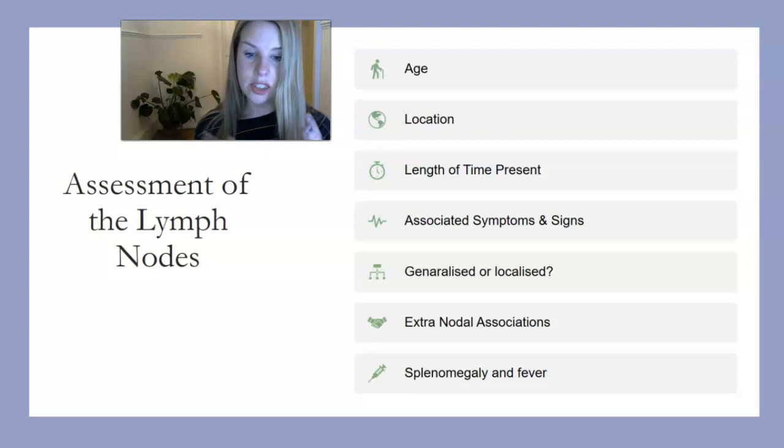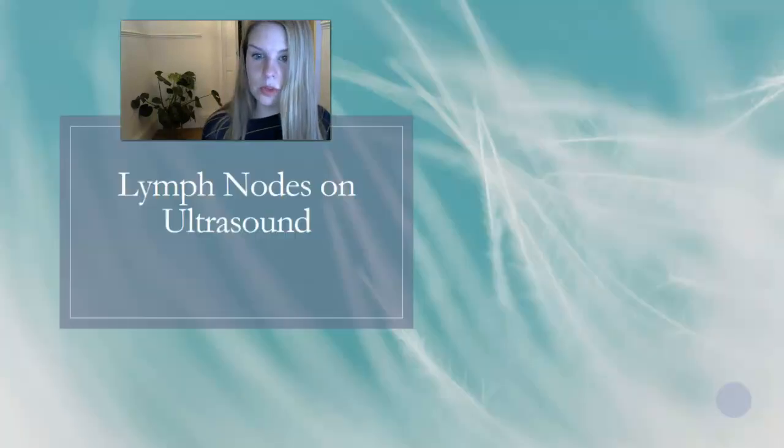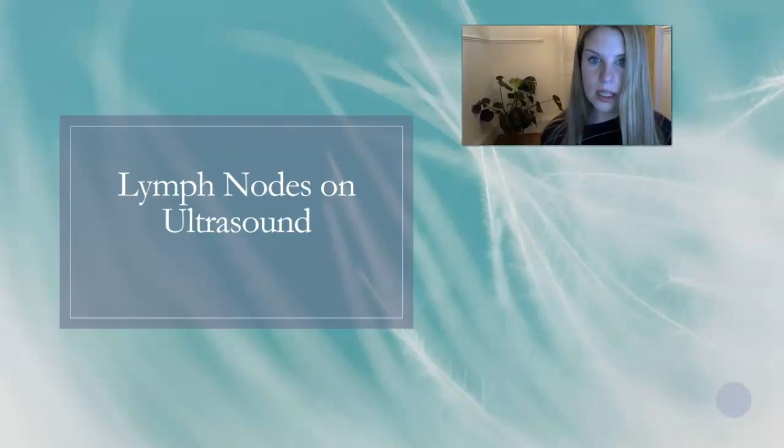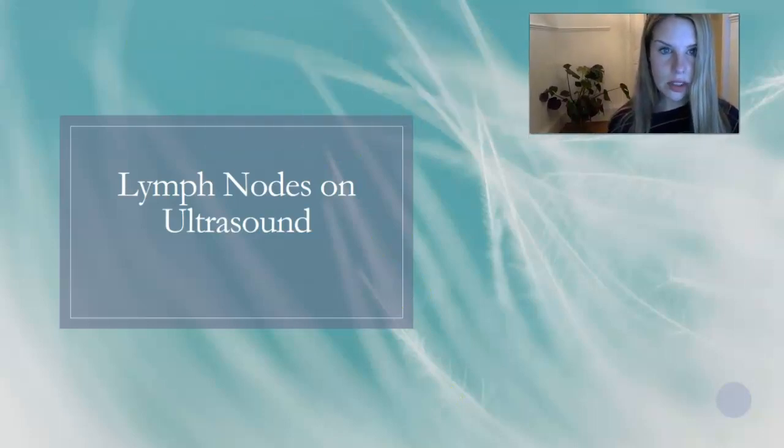And that splenomegaly in conjunction with enlarged lymph nodes would be concerning. So that's the kind of thing that a clinician will be thinking about when somebody comes in potentially with an enlarged lymph node. But obviously imaging does play a part, not the only part, but it plays a part in the diagnosis of abnormal lymph nodes. So we're going to start by looking at the lymph nodes on ultrasound.